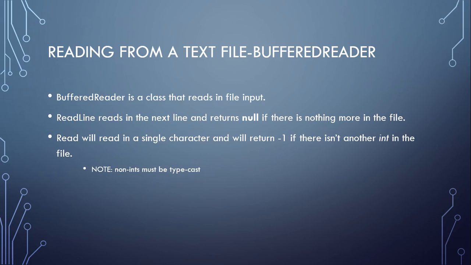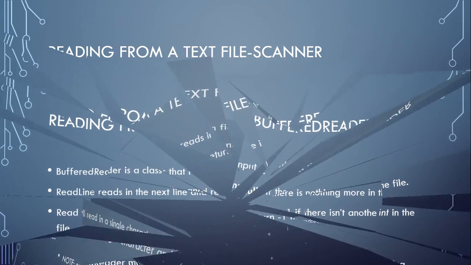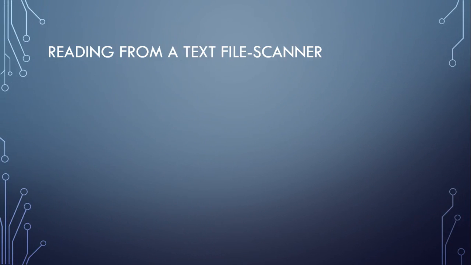Whereas you have read, which is going to read in the next character, and that's going to return -1 if there isn't another int in the file. Now note, because it's an int, you have to typecast if you want a char. BufferedReader must also use the FileReader class in order to identify the file it's going to be parsing. So you can't just say BufferedReader and then give the name of the file. It's BufferedReader, parentheses, FileReader, and so on. Again, we'll see this in the class materials to help illustrate how these work. Now, I've already mentioned that there is one other way of reading, and that is using the Scanner class.